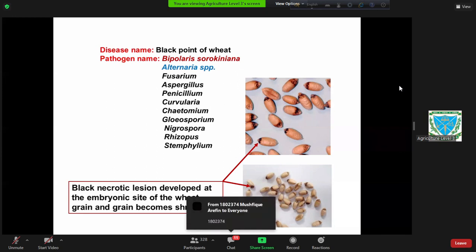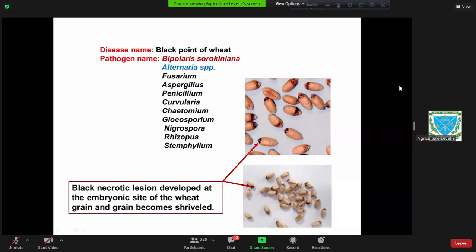What is the pathogen? There are lots of pathogens that may be involved. Bipolaris sorokiniana is the leading organism, but there might be some other pathogens also present in the black pointed wheat seed. For example, Alternaria, Fusarium, Aspergillus, Penicillium, Curvularia, Chaetomium, Gliocladium, Nigrospora, Epicoccum, Stemphylium, all of these.